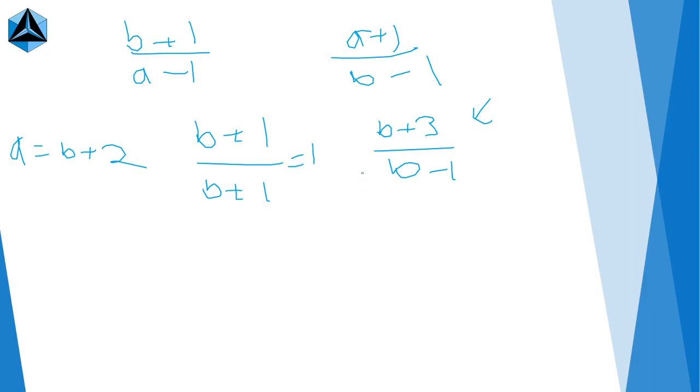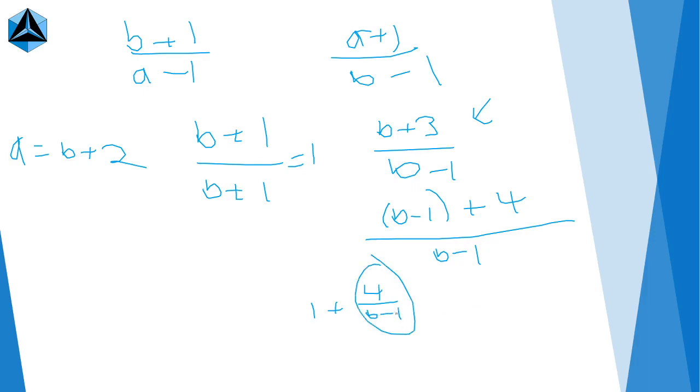So let's move on. Using the same process as we have done, we can rewrite the numerator as b minus 1 plus 4, because that's equal to b plus 3, all over b minus 1. This gives us 1 plus 4 over b minus 1. And that means we're trying to make 4 over b minus 1 an integer. So there's three integers that divide into 4. That is 1, 2, and 4.